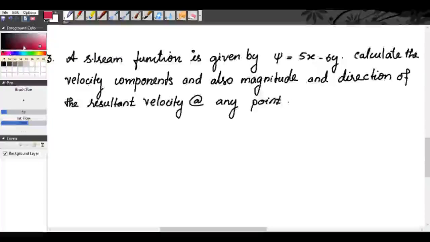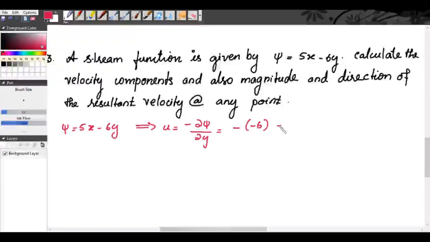So now it is given ψ = 5x − 6y. We know u is given by minus ∂ψ/∂y. So it is minus of ∂ψ/∂y, it is minus of minus 6. So it is 6 units per second.